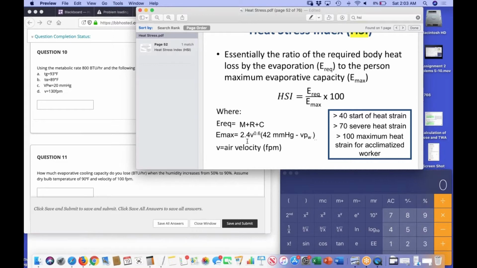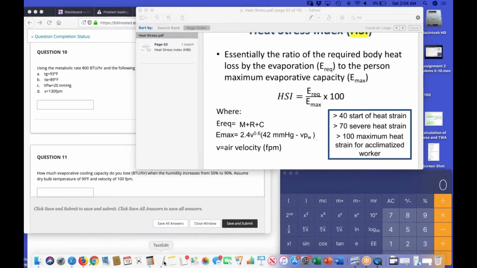The bottom of this is going to be pretty straightforward. We just really kind of did it before. E max equals 2.4 times the velocity of the air to the 0.6 power, that's in feet per minute, times the vapor pressure difference of the water in millimeters of mercury, that's 42 minus whatever the ambient happens to be. That's going to be the bottom of our equation. And the top of our equation is going to be a combination of metabolic rate in BTUs, the amount of radiant heat, and the amount of conductive heat involved in the work that the worker is doing. Okay, so let's give this a try. It's going to be a little bit arduous, but if we go through it carefully, step by step, we have a pretty good shot of getting it to work for us.